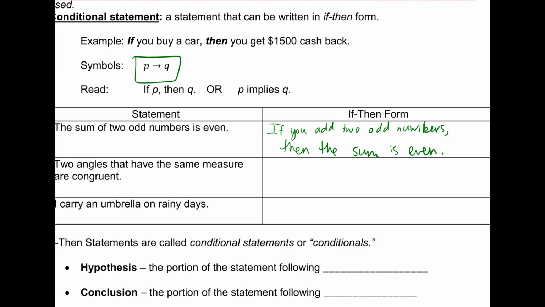Okay, two angles that have the same measure are congruent. How would I write this in if-then form? Any idea? If two angles have the same measure, then they are congruent. Beautiful. Could not have said it better myself. If two angles have the same measure, then they are congruent.